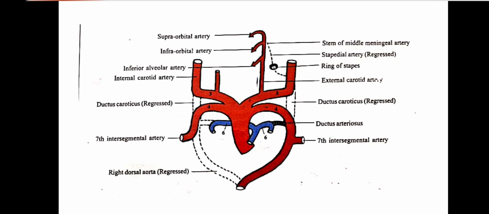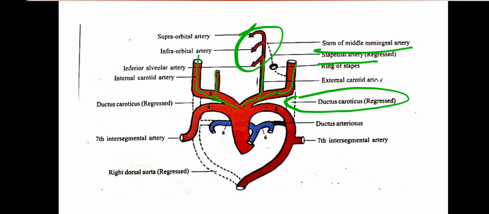So here we have a detailed picture. The first arch forms the maxillary artery and its branches. The second arch forms the stapedial artery. The third arch forms the common carotid artery, the external carotid artery, establishing its connection with the maxillary artery and the stapedial artery, and the internal carotid artery. As I said before, the connection between the third and the fourth arch, the ductus caroticus, disappears because of the differences in the direction of the blood flow.